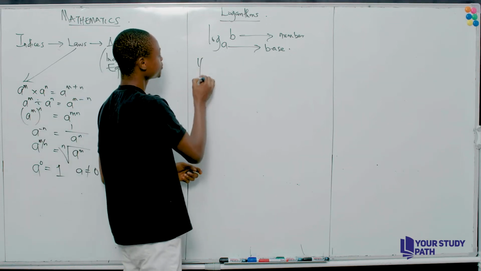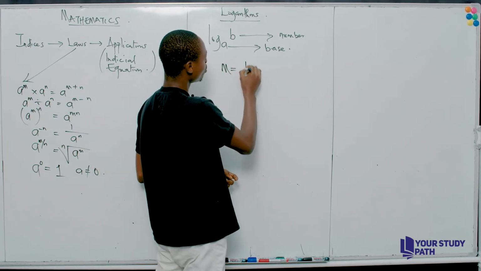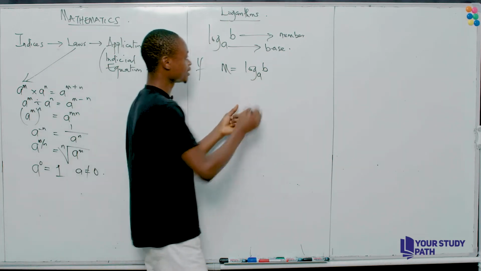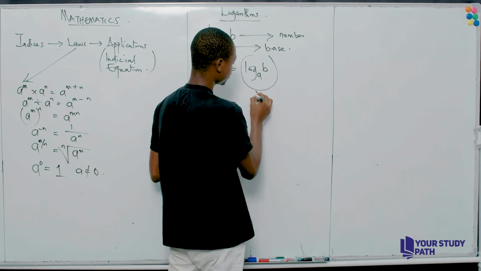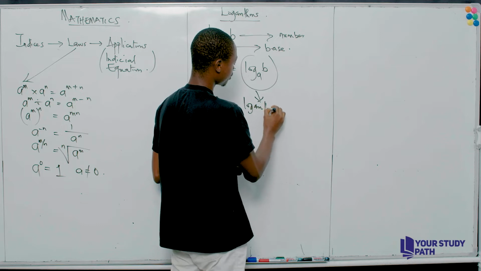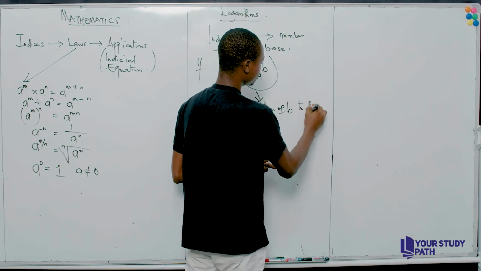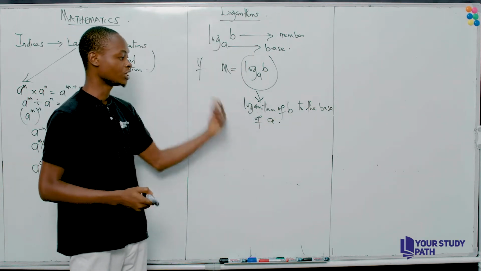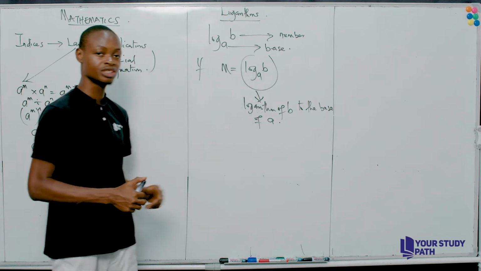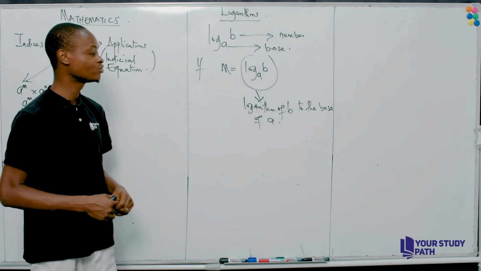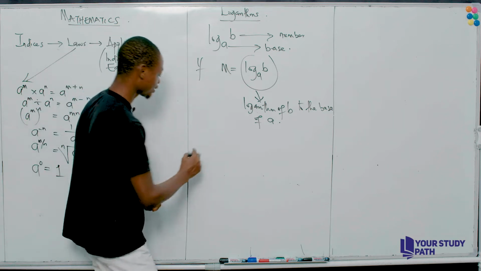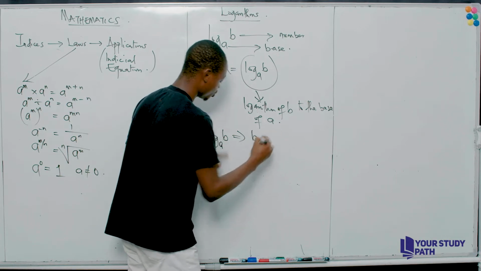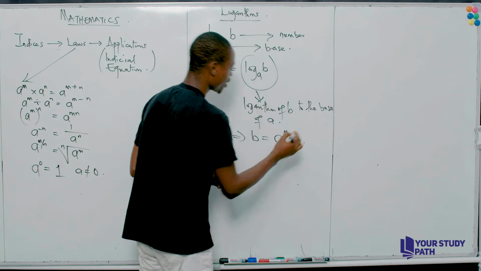Now, if we take m to be equal to log b to base a, of course, you can read this out in full as logarithm of b to the base of a, or log b to a in short. Now, if m is equal to log b to the base a, how then would this relate to indices? In fact, m being equal to log b to a implies that b, which is the number, is equal to a raised to the power of m.